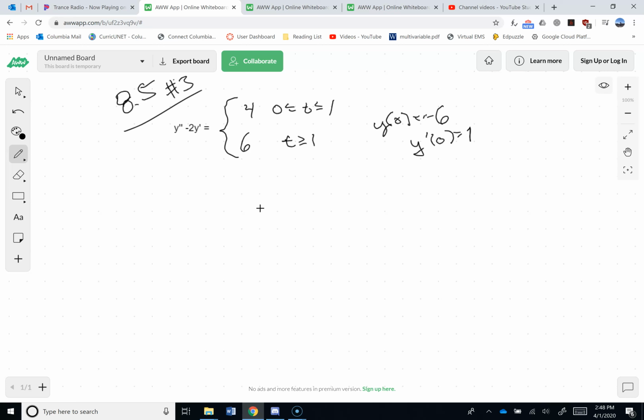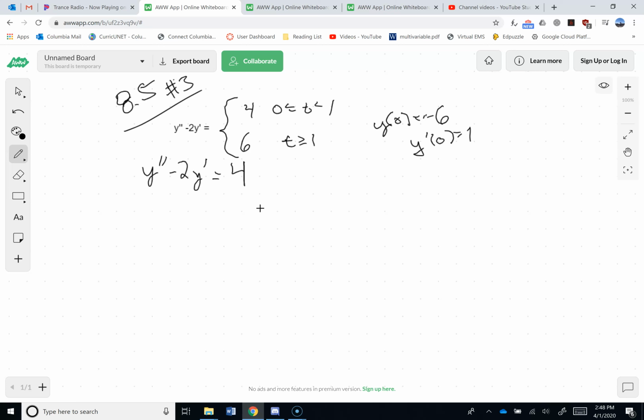Okay, so first things first, I need to rephrase this in terms of unit step functions. So I'm saying I have y double prime minus 2y prime is, and then what function is on at 0? 4. Good. And I have a small typo here. It's greater than or equal to 1 on both of them, and you can't have it both equal to 1. So there we go. Fixed.